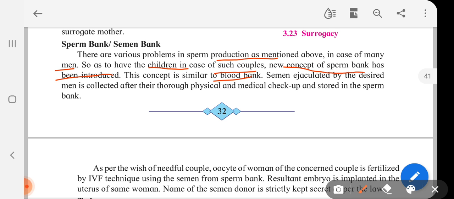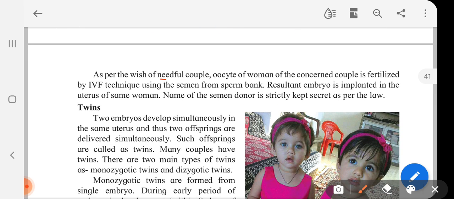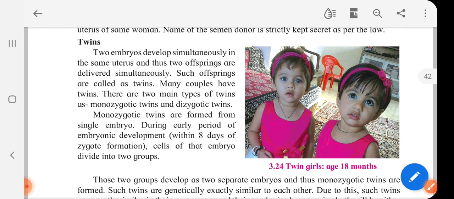Semen ejaculated by the desired man is collected after thorough physical and medical checkup and stored in the sperm bank. Now this sperm, as per the wish of the needful couple, is used to fertilize the oocyte of the woman of the concerned couple by the IVF technique using the semen from the sperm bank. The resultant embryo is implanted in the uterus of the same woman. The name of the semen donor is strictly kept secret as per the law. Okay, so this is one of the other techniques.